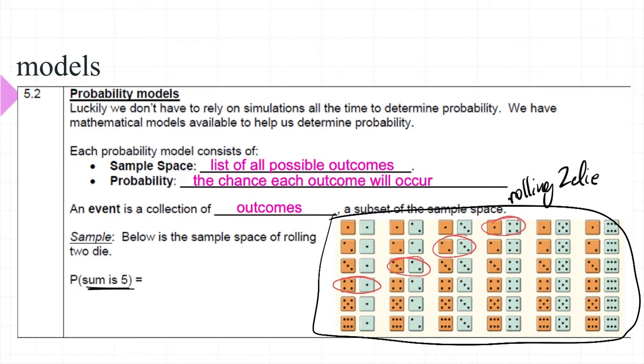So I have 4 ways, right? This is the event, 4 ways to get the event. And then how many are there? There's 1, 2, 3, 4, 5, 6 by 1, 2, 3, 4, 5, 6. 6 times 6 outcomes, that's 36. So the probability of the event of two die adding up to 5 is 1/9, which in a decimal is 0.1, one repeating.